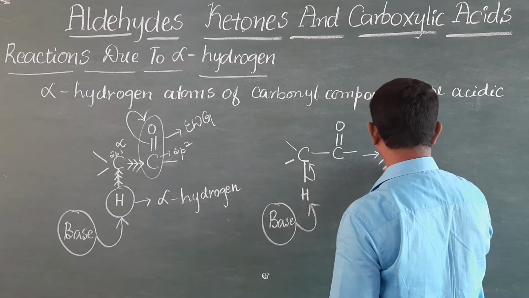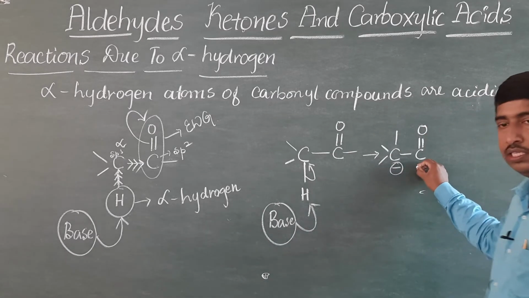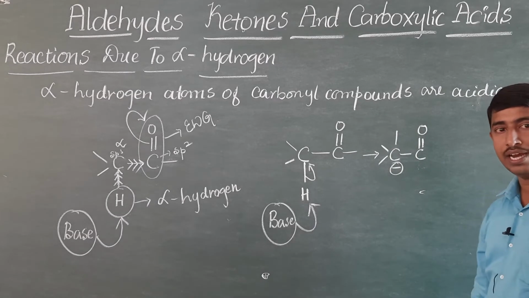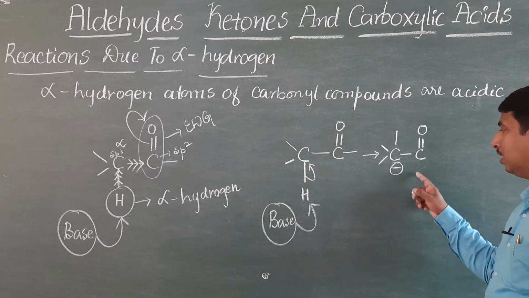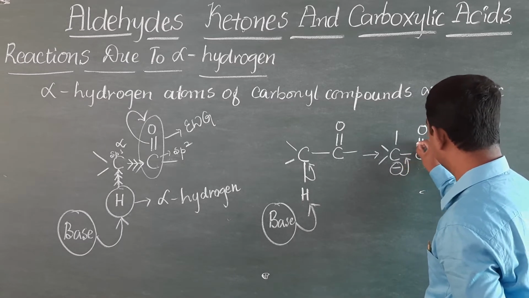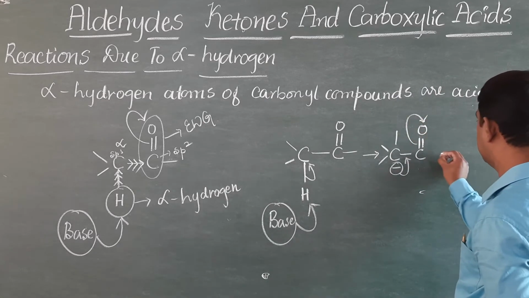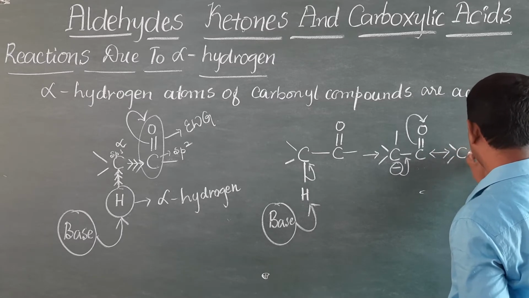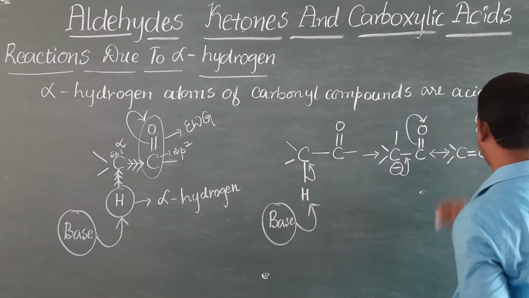Here I would write a minus charge. Here I would write a minus charge. So this is the ion obtained after the abstraction of proton. After the abstraction of proton, this ion will undergo resonance like this. It will undergo resonance, giving what? Giving C double bond C single bond O minus.